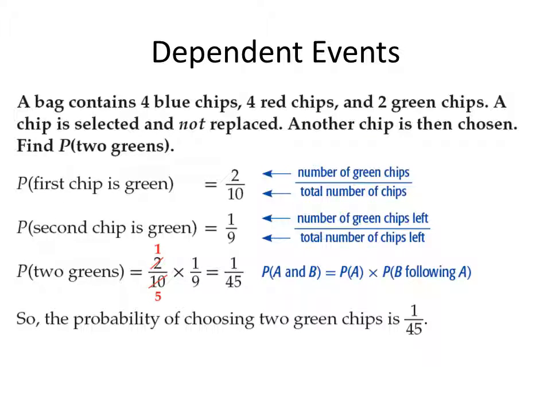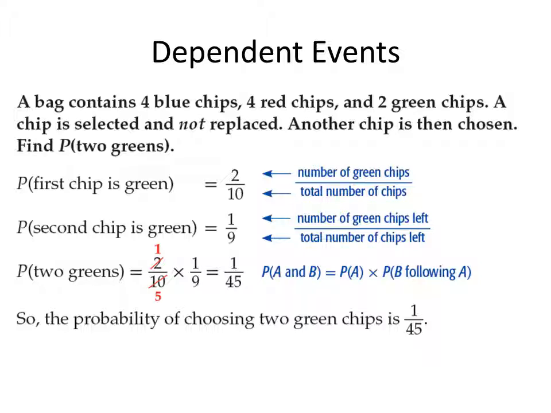Dependent events are when what happens the first time you do something affects what happens the second time. For example, a bag contains 4 blue chips, 4 red chips, and 2 green chips. A chip is selected and not replaced. Another chip is then chosen. Find the P of getting 2 greens. P stands for probability.